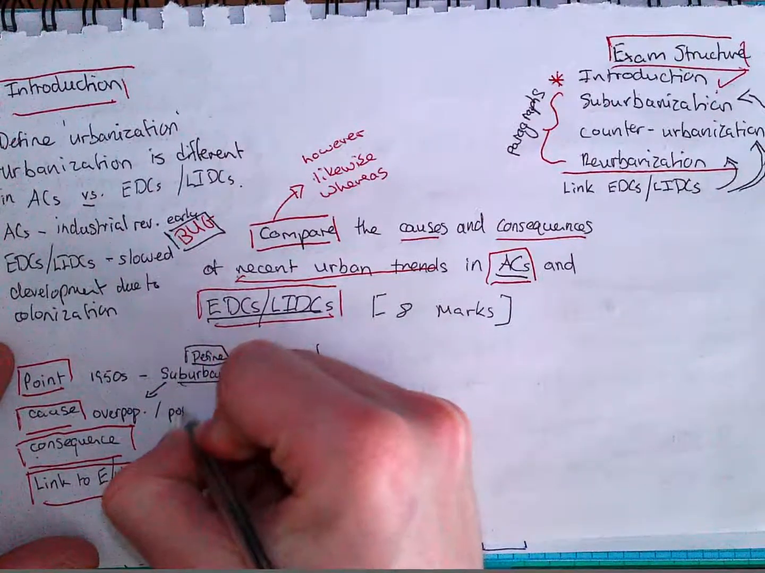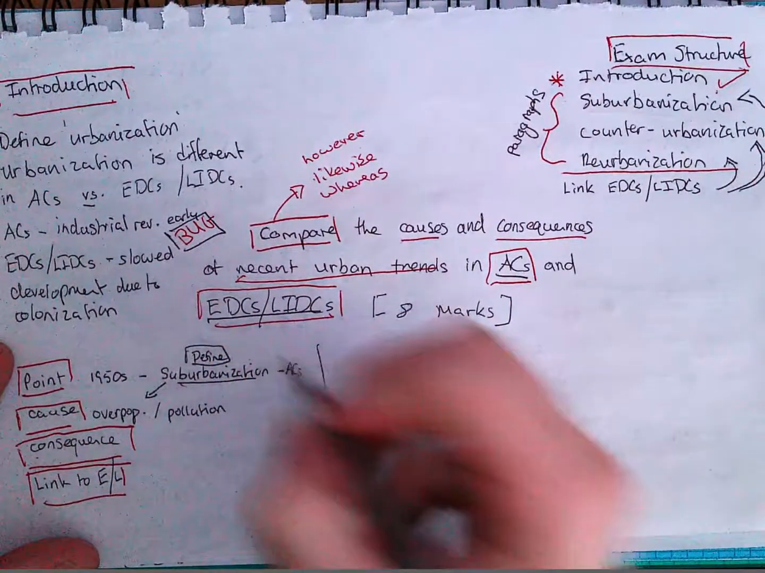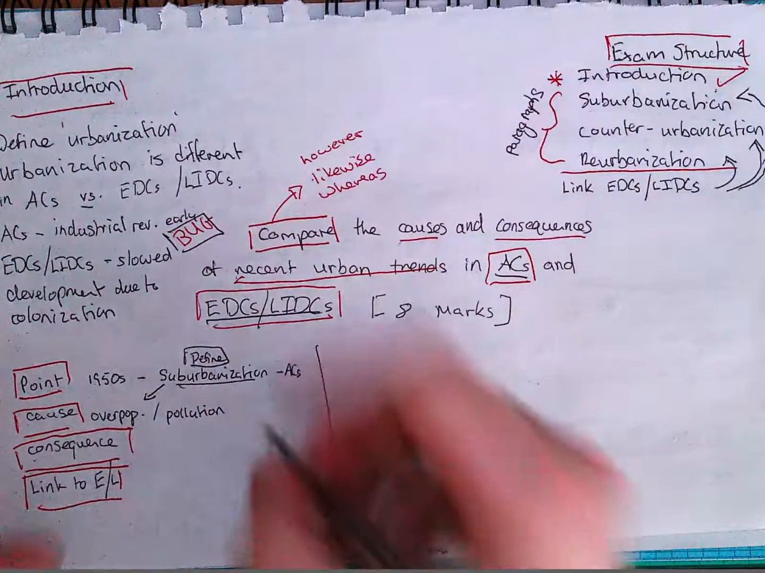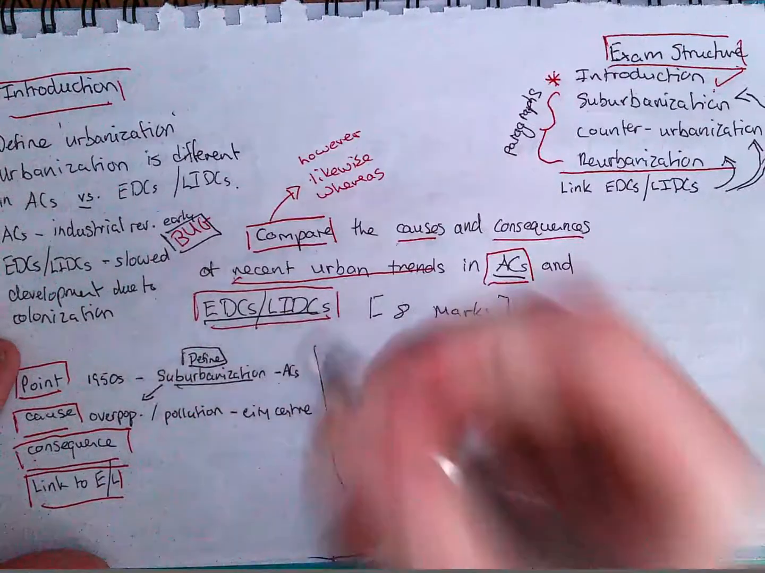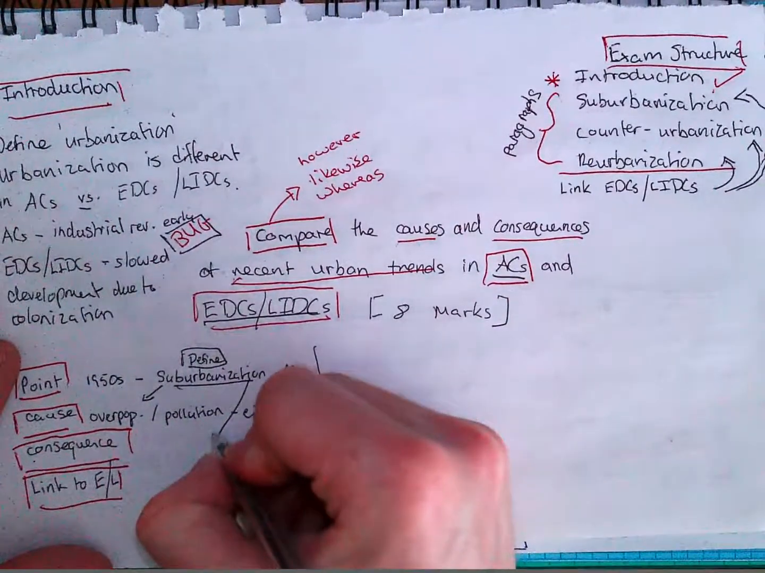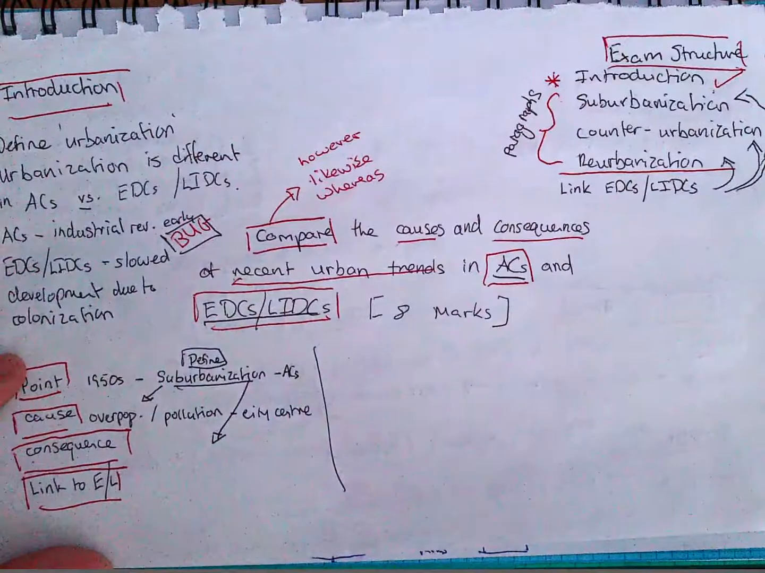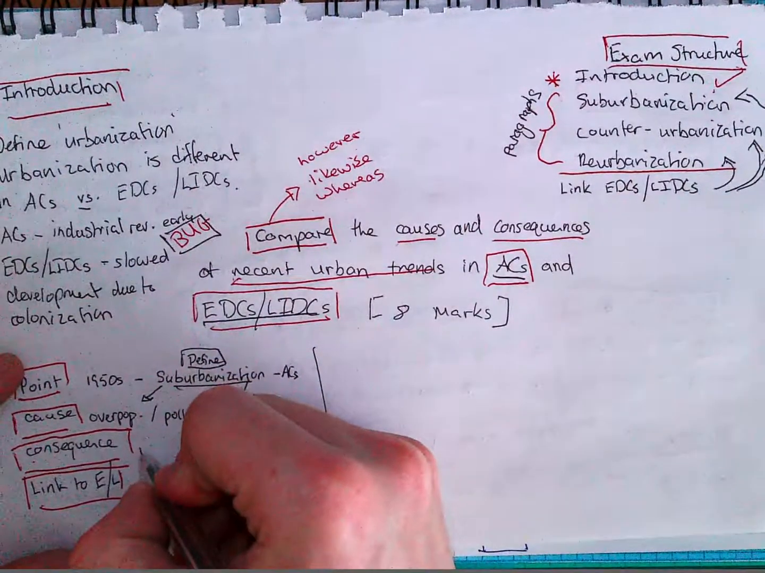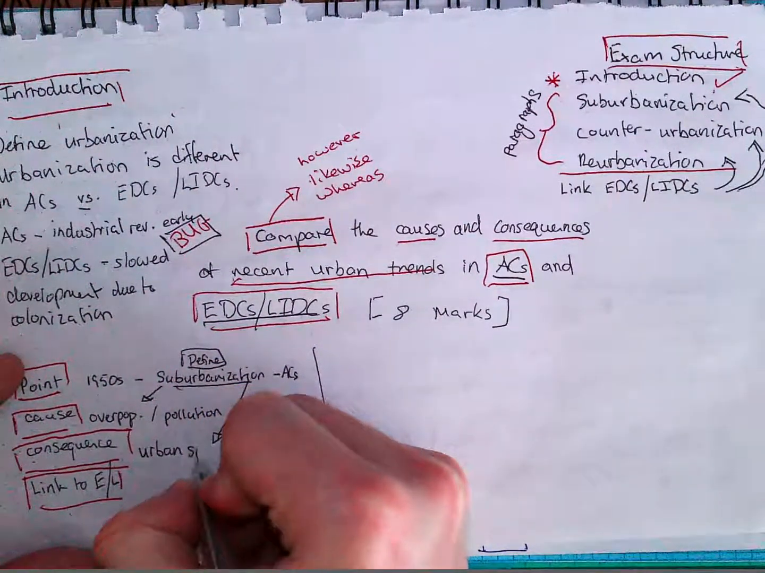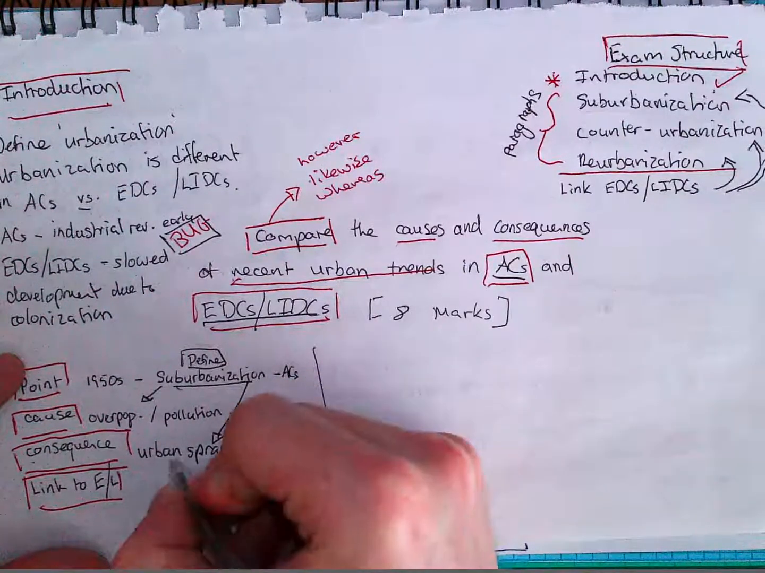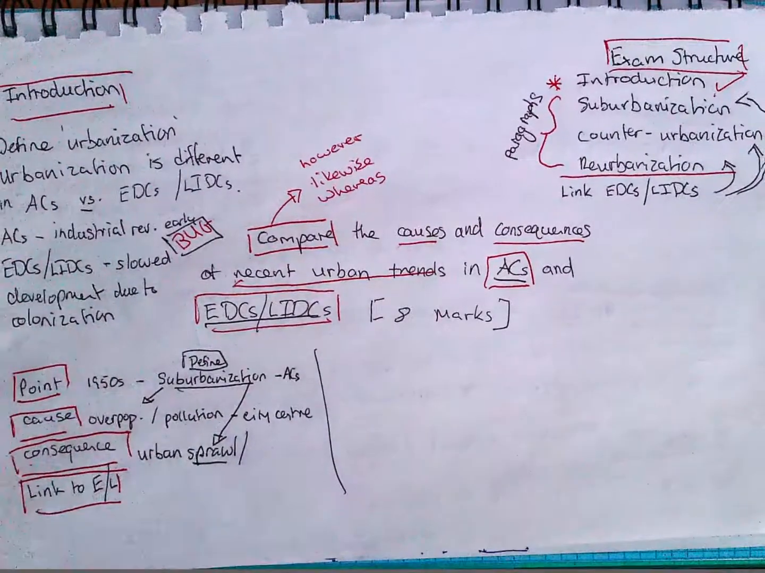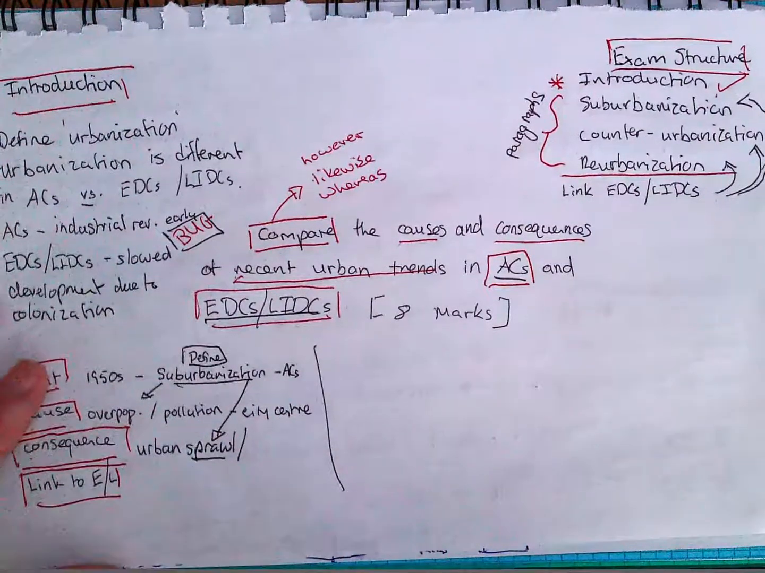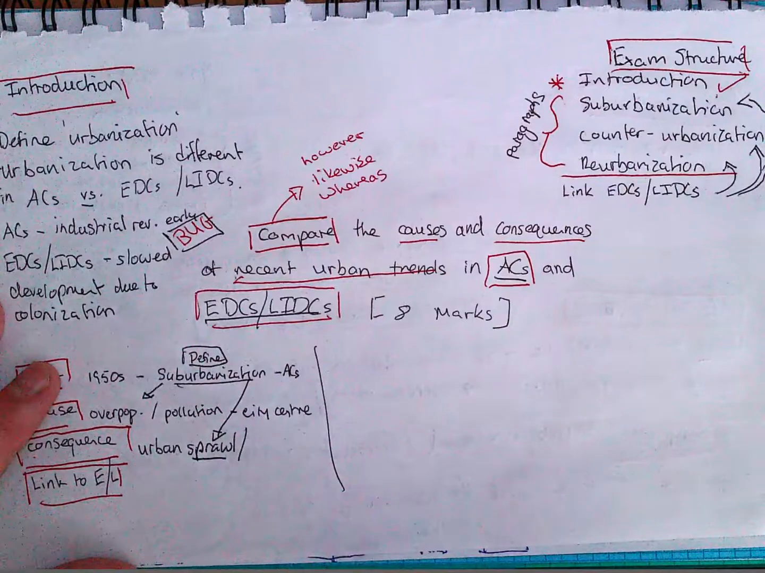You're going to talk a bit about pollution if you want, in the city center. Consequence of suburbanization down here: you're going to talk about the urban sprawl, creation of the suburbs, which is the spreading of the suburbs. Sprawl means to spread. That new rural area being converted into an urban landscape with some aspects of a rural area still, like parks and stuff like that.